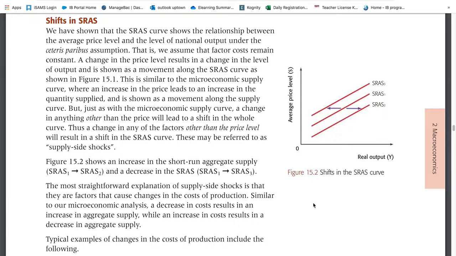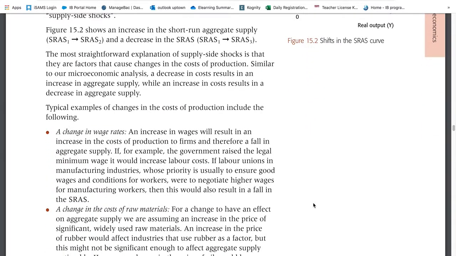That's what we refer to as a shift to the left or the right in the short-run model of aggregate supply. Supply-side shock, it's kind of hard to say, isn't it? Pretty much, it's any factor that causes changes in the cost of production. So let's take a look at a few typical ones.